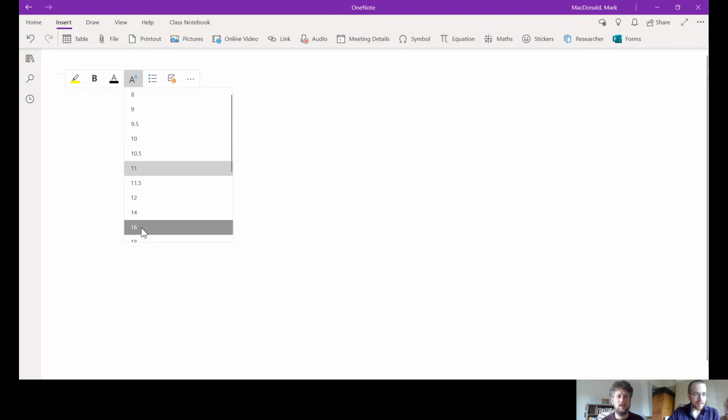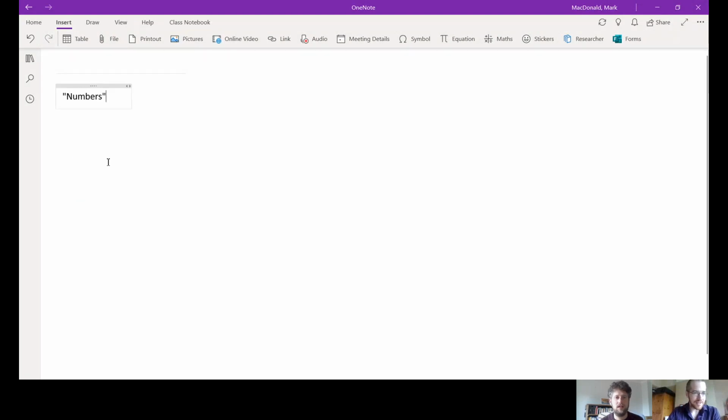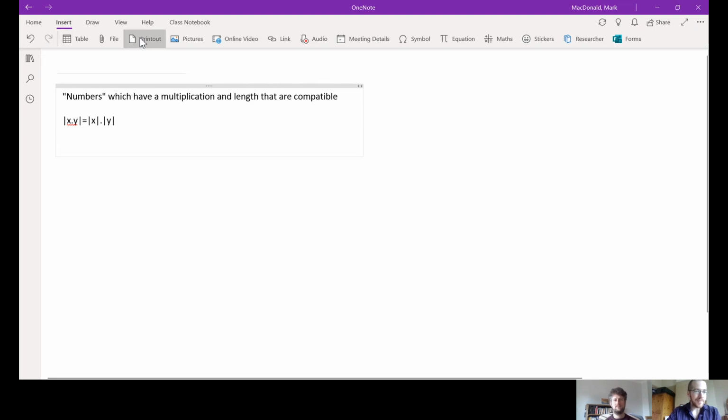The thing I wanted to use as an example is numbers in quotations, which have a multiplication and a length that are compatible. When I say compatible, I mean: you have numbers x and y, and the length of x times y is equal to the length of x times the length of y. Hopefully you can think of a first example, real numbers. These have a multiplication, and the length obeys this rule.